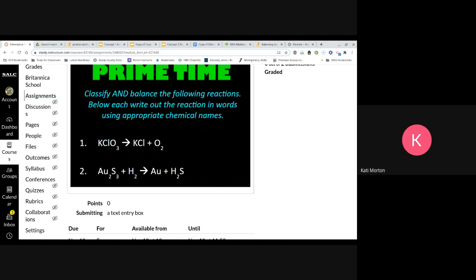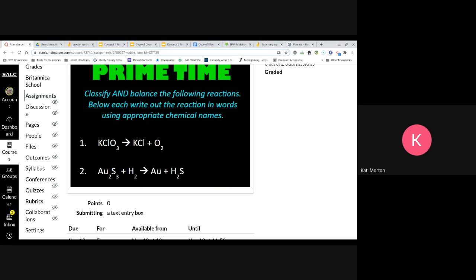You may see different letters for those. You have AB plus CD, and you have CB plus AD. This is double replacement or displacement. You may see that term.